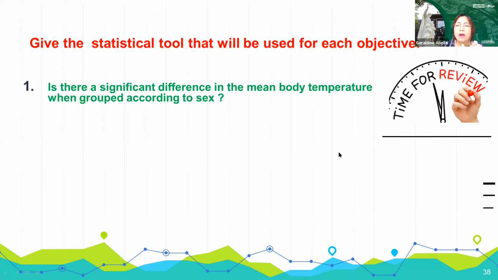Miss Christine, you are correct. Independent sample t-test. Miss Julia, you are also correct. Romeo, you are also correct. T-test for independent samples. Next.